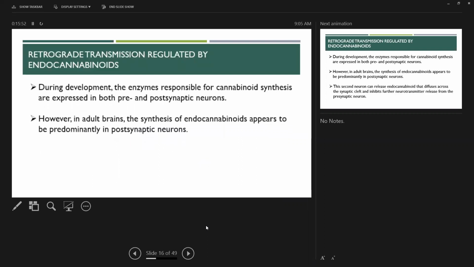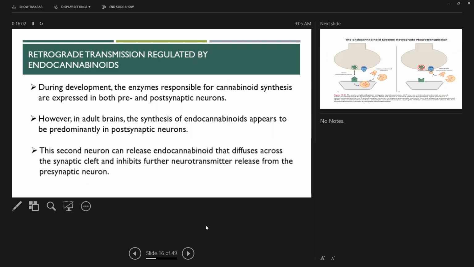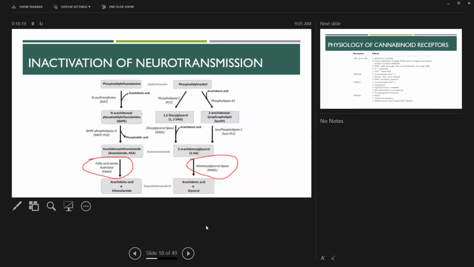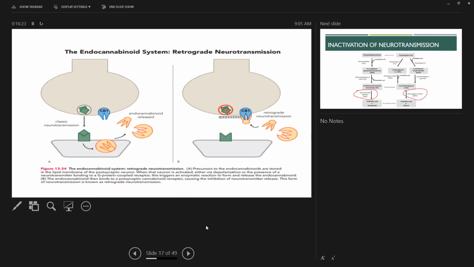During development, the enzymes responsible for cannabinoid synthesis are expressed in both the pre- and postsynaptic neurons. However, in the adult brain, synthesis of endocannabinoids appears to be predominantly in the postsynaptic neuron. The second neuron can release endocannabinoid that diffuses across the synaptic cleft and inhibits further neurotransmitter release from the presynaptic neuron. This diagram shows retrograde neurotransmission, where endocannabinoids are released from the postsynaptic neuron and inhibit presynaptic release. The first shows normal anterograde neurotransmission, and the second diagram shows retrograde neurotransmission, where endocannabinoids are released from the postsynaptic neuron and bind to the presynaptic neuron and inhibit its release.